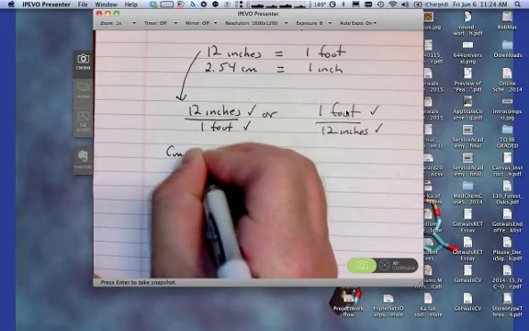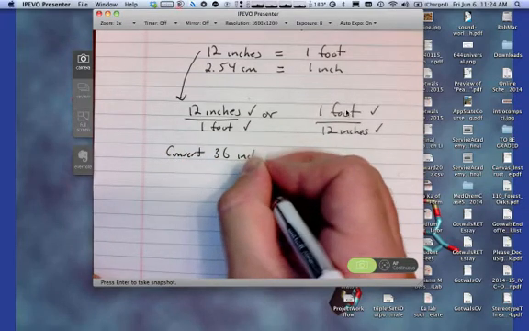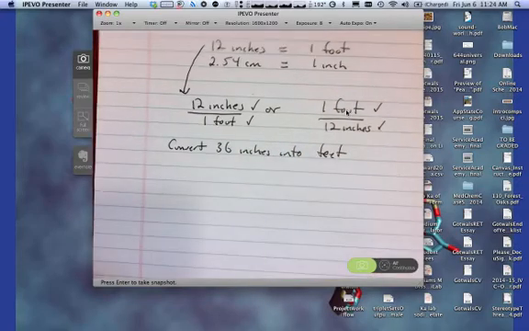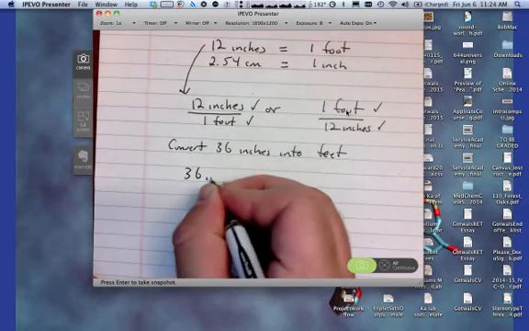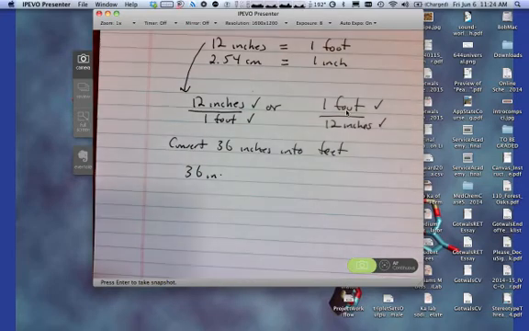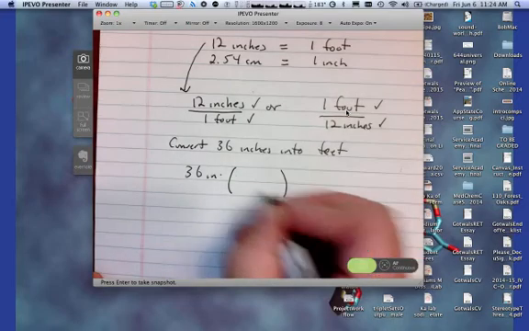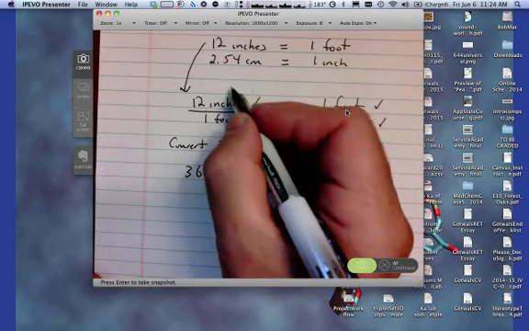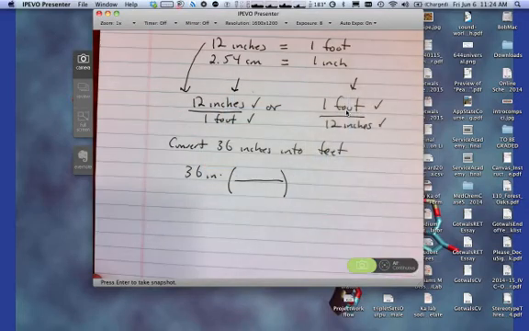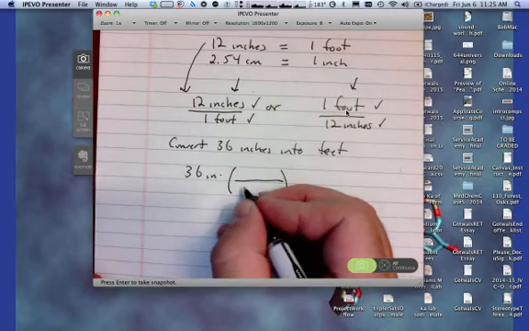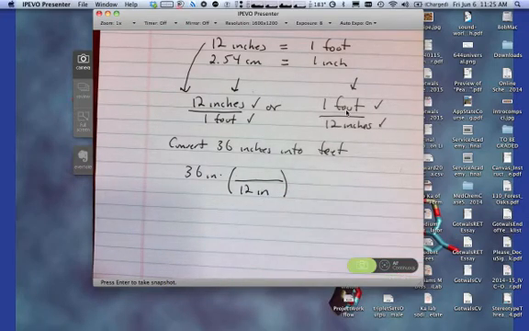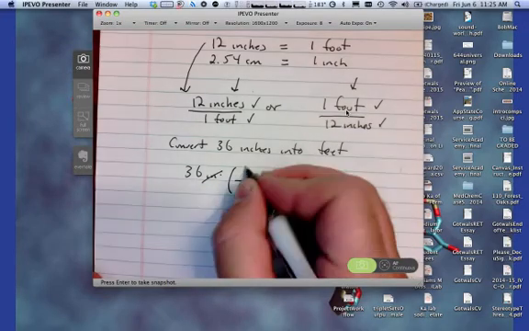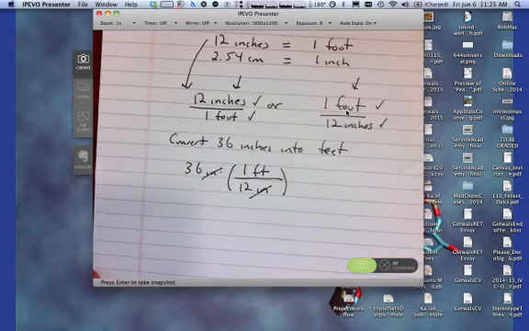So for example, if I want to convert 36 inches into feet, what I do is I start with the unit I'm given. I've got 36 inches, and I'm going to use the abbreviation inch here. And I'm going to draw a set of parentheses with a ratio or fraction line there. What I need to do now is pick the ratio that puts inches in the bottom, so I'm going to want this one here. And the reason I want that in the bottom is because I want these inches units to cancel out. What goes on top is feet.